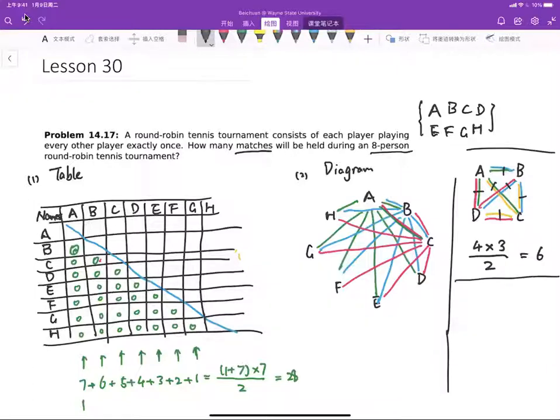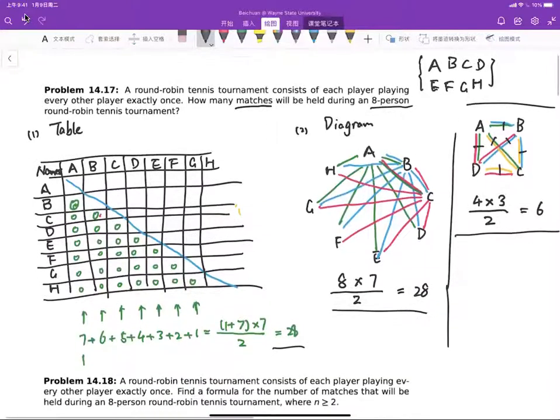So we want to apply the same formula to calculate that. Basically there are 8 people, and everyone will play 7 games. Then every game is counted twice, so we divide by 2. So there are 28 games. This is the second method to calculate that, and you can see that we get the same number as the first method. Actually, there are many methods, and I think these 2 methods are the clearest, because you can see exactly what happened.